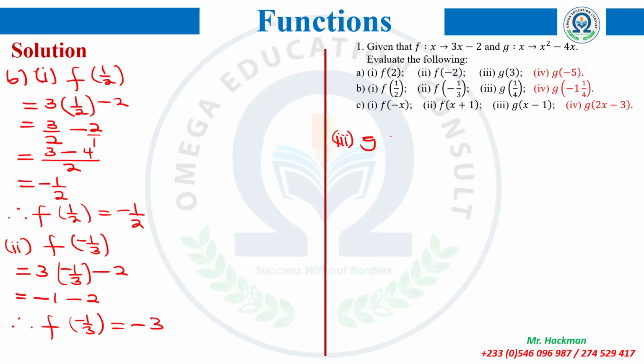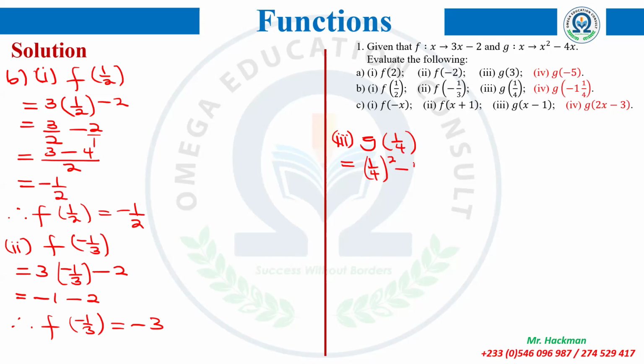J of 1 over 4. Who wants to help? J of 1 over 4 is equal to 1 over 4 in brackets, squared. Very good. Failure to bring the square can be costly. So that's why I said anytime you are substituting, strictly put in brackets whatever you are substituting.